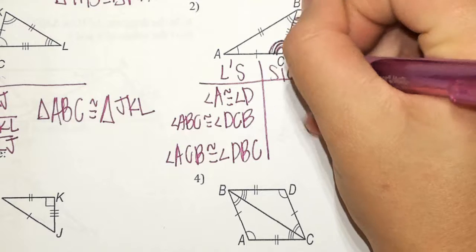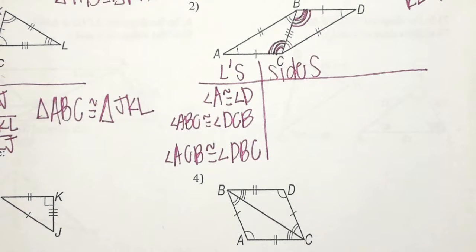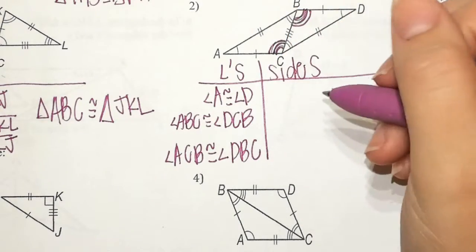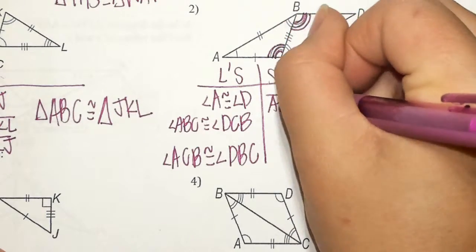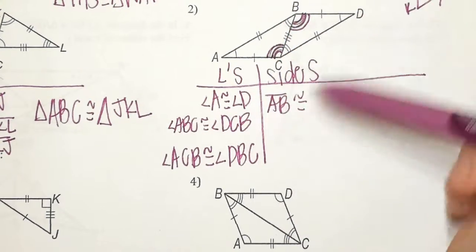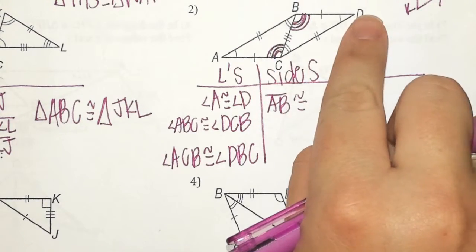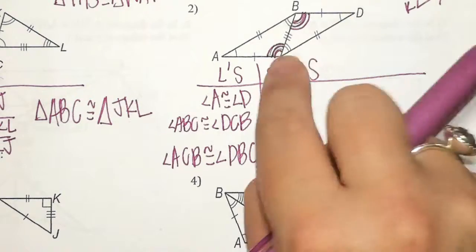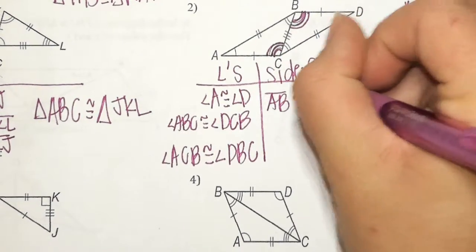So now we have sides. Will, what's the first side you want to use? AB. All right, AB. That goes from 1 to 2. AB is congruent to what, class? Well, you have to start with the one that has 1. So AB is 1 to 2. So it's DC because it's 1 to 2. Okay.